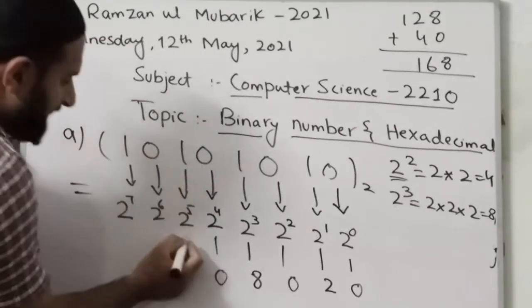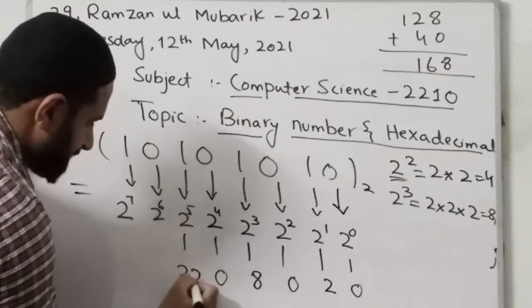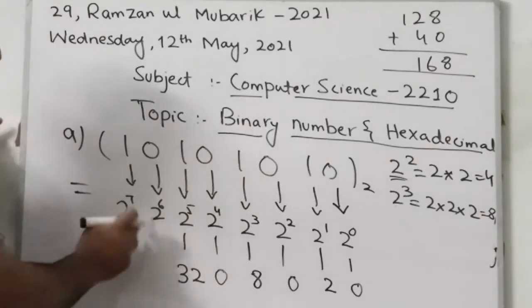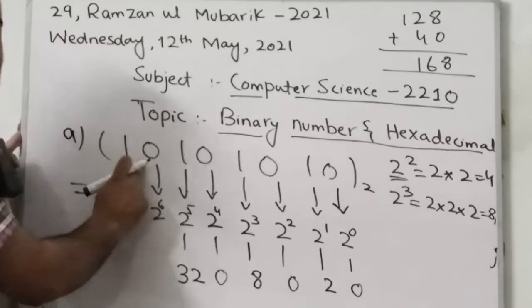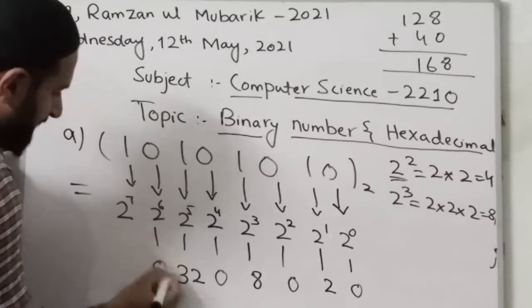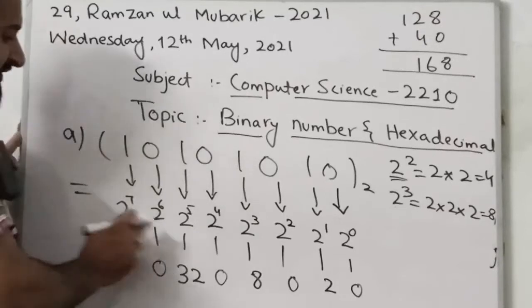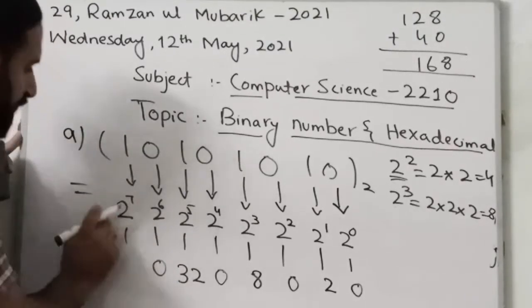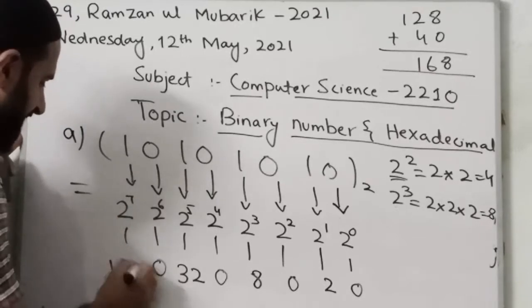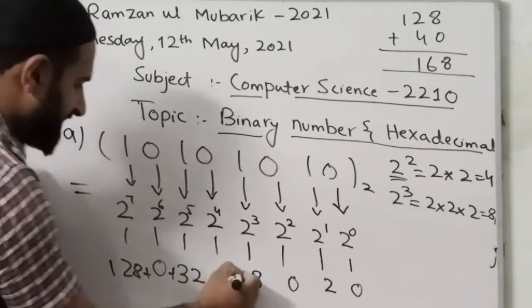32 multiplied by 1 will give you 32. 32 ones are 32. Then 32 twos are 64. 64 multiplied by 0 will give you 0. And then 64 twos are 128. 128 ones are 128. 2 power 7 is equal to 128. So I need to add all these numbers.